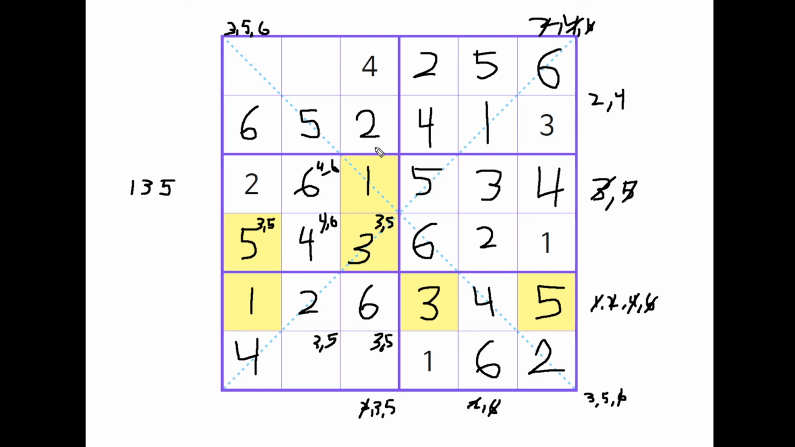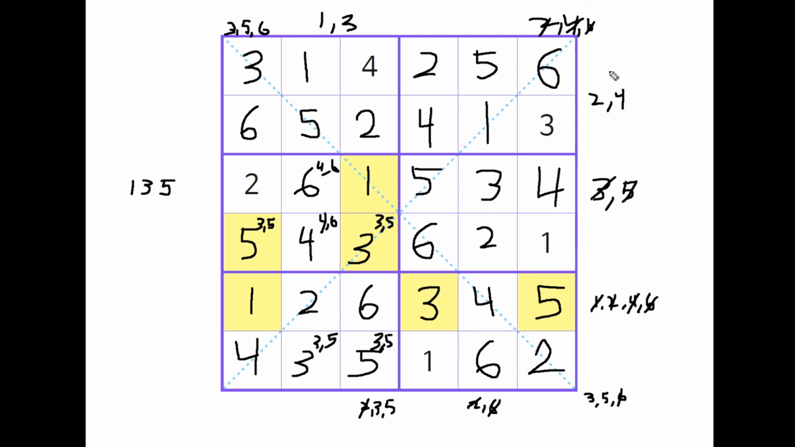And now, because we know that this first block must contain the numbers 1 and 3, we can place the number 1 in this cell because of the number 1 in the first column, and the number 3 in this cell. Looking at the last two remaining cells, we can safely say that this cell must contain the 3, and that this cell must contain 5.